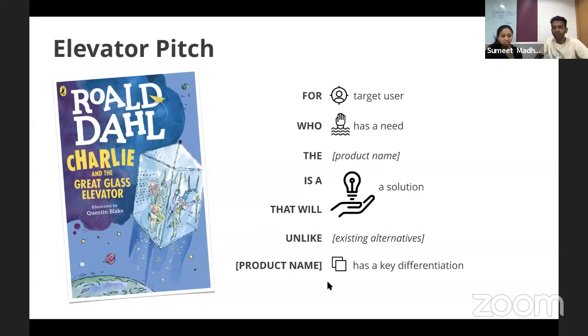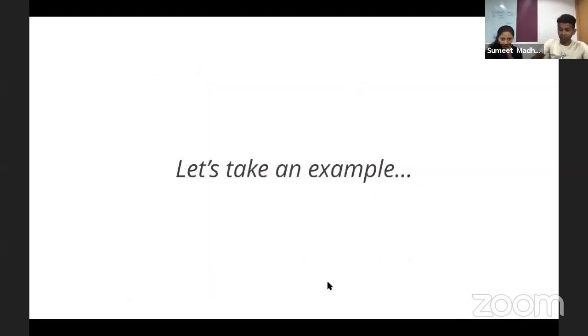And why do we call it an elevator pitch? Well, if you get into an elevator with somebody, by the time the elevator stops and you get off the elevator, you should have been able to explain what your product is all about or what your service is all about. So let's take a quick example.